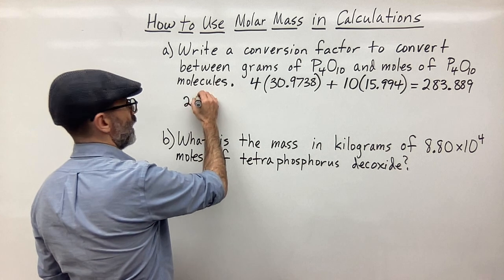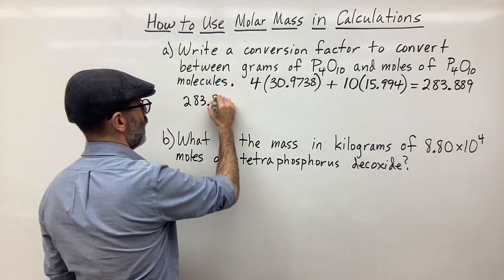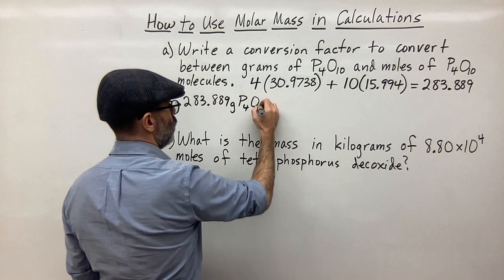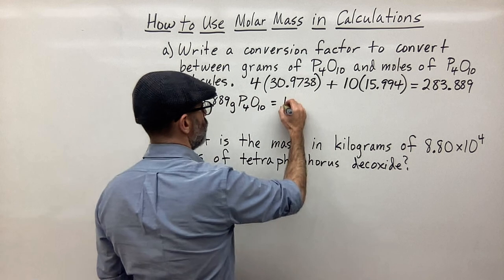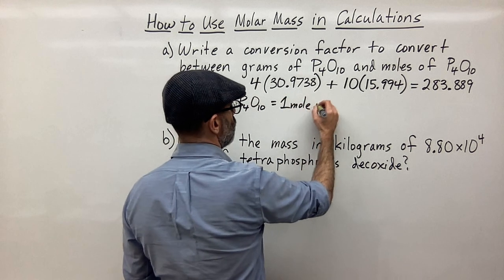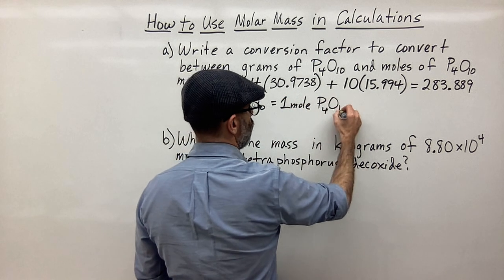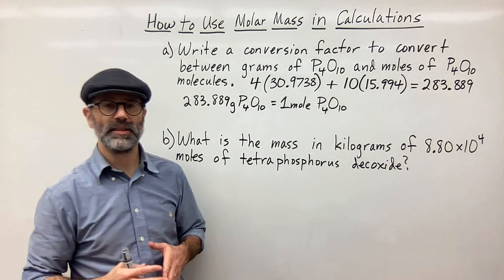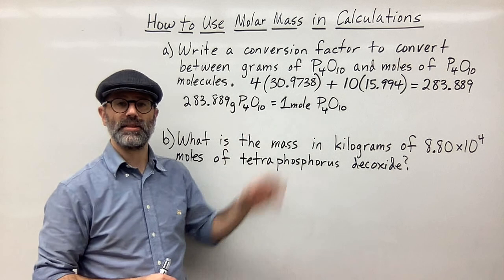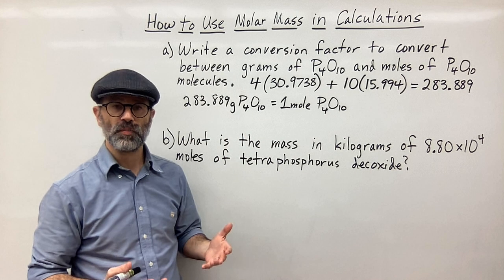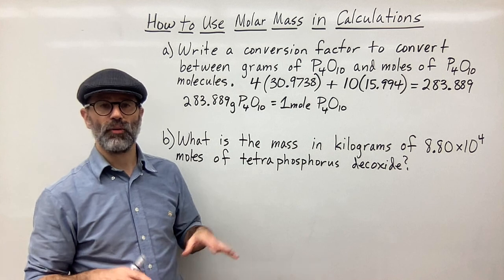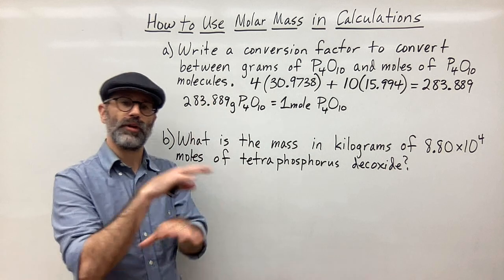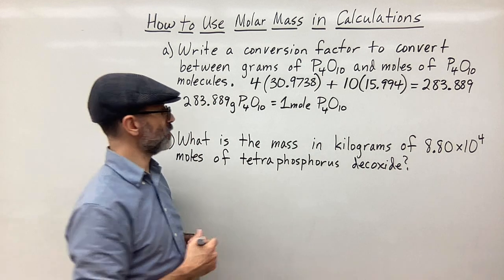283.889 grams of P4O10 is equal to 1 mole of P4O10. So I can write this as a conversion factor. And a conversion factor is basically you're writing these two things together as a ratio or a fraction, if you will. So you have 2 possible ratios. One can go over the other, or you flip it. So there's 2 possible conversion factors here.